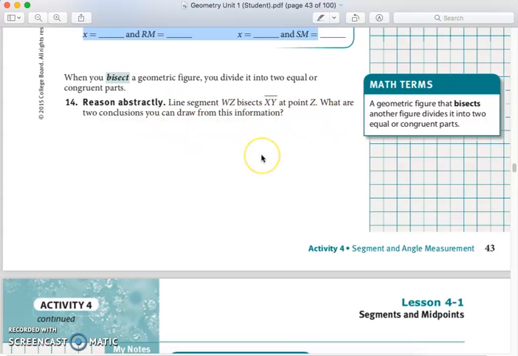All right, if line segment WZ bisects segment XY at point P, what are two conclusions you can draw? All right, and it might help you out if you draw a picture. So pause the video, try to draw that, and see if you can figure out two conclusions from that.